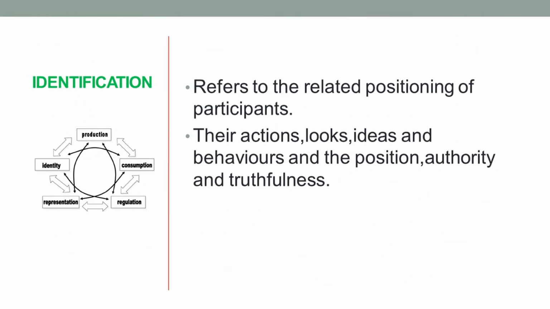Second one is identity. Processes of identification refer to the ways that the phenomenon itself comes to mean and the related positioning of participants. That means their actions, looks, ideas and behaviors, position, authority and truthfulness, these are understood to have. That means who all the agents involved with producing, consuming and regulating the thing are. Here we identify the lived cultures and their social relations.